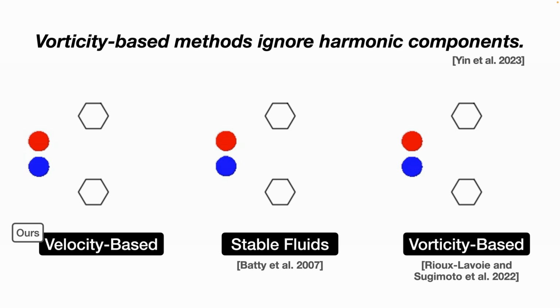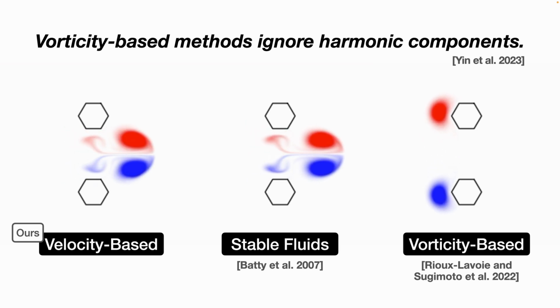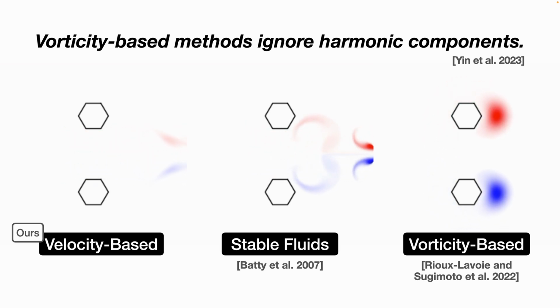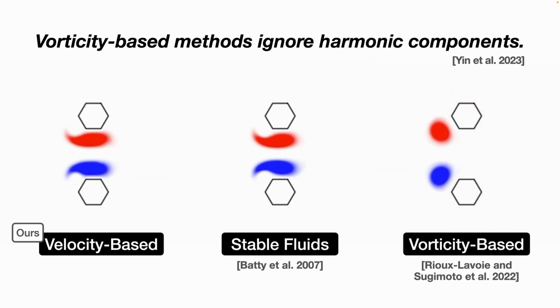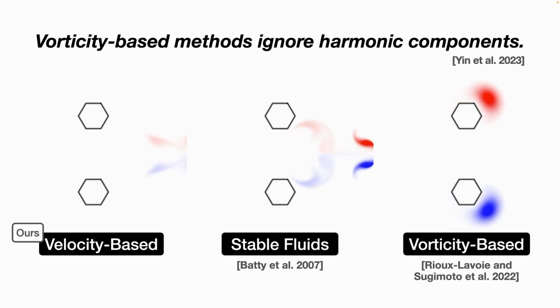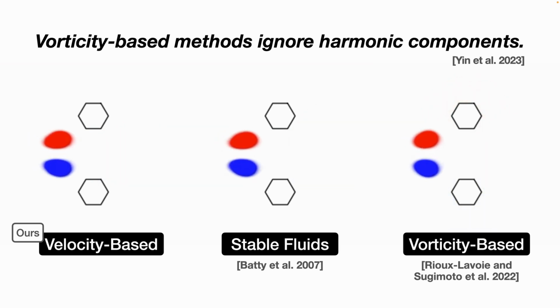When the vortex pair moves according to the velocity field induced by the vorticity, this colored smoke should flow in between the obstacles. Our method and the traditional velocity-based stable fluid method can correctly simulate that, but the previous vorticity-based Monte Carlo method fails to simulate this.